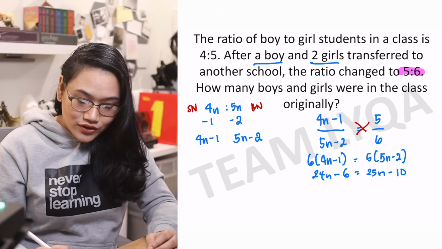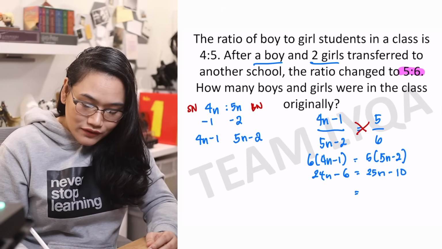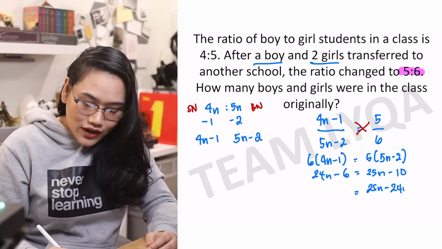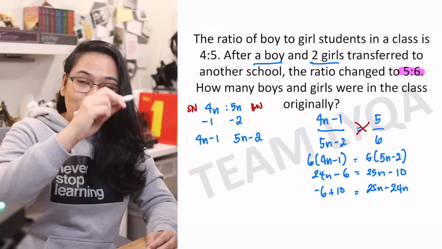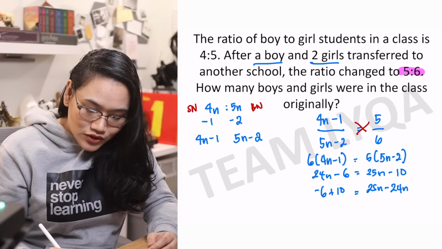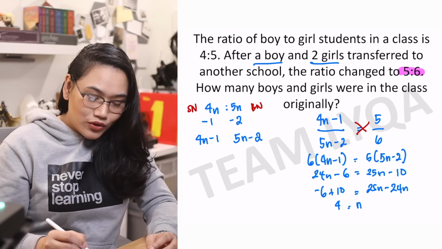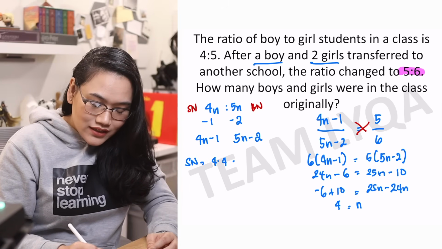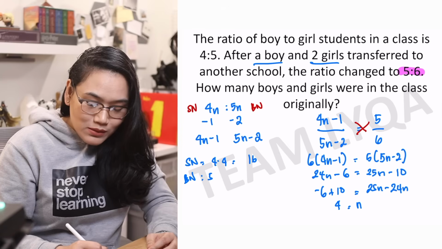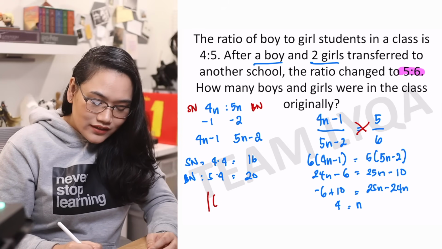Tapos, magta-transpose tayo, trying to keep the n positive. So, yung 24n ang ililipat natin sa kabilang side. Magiging 25n minus 24n. And then you have minus 6 or negative 6 plus 10. Kasi yung negative 10 or minus 10, ililipat natin sa kabila, magiging plus siya. So, you have 4 here, positive 4 yan, and then here you have n. So, ang n natin is 4, which means, ang smaller number natin becomes 4 times 4, which is 16. And ang bigger number natin is going to be 5n, or 5 times 4, or 20. So, the answer is 16 and 20.